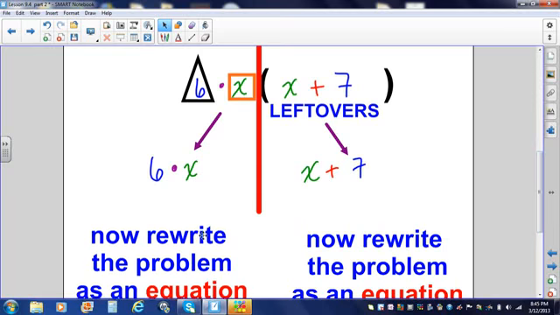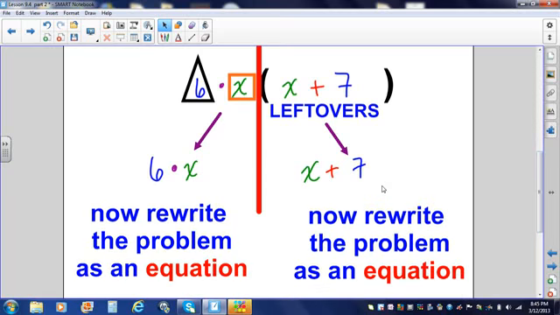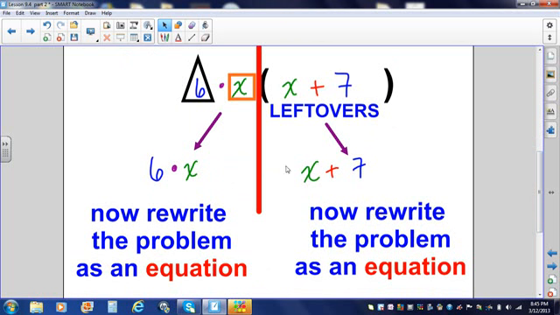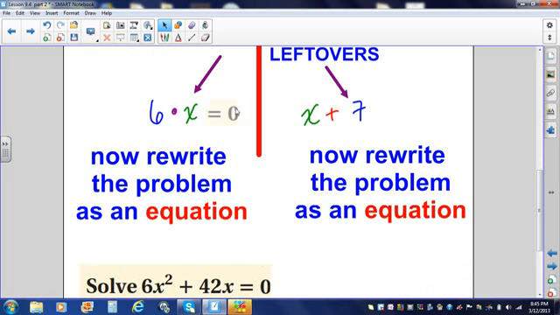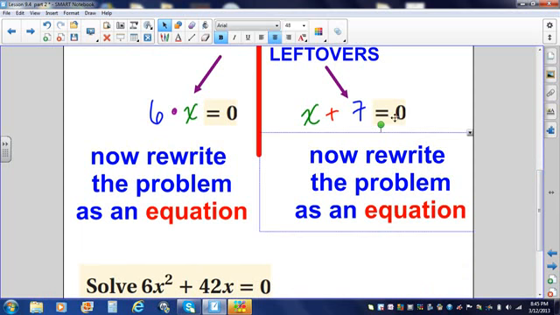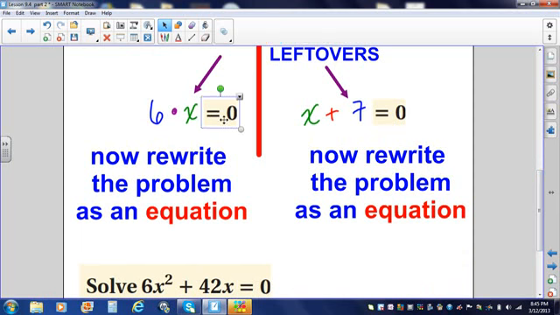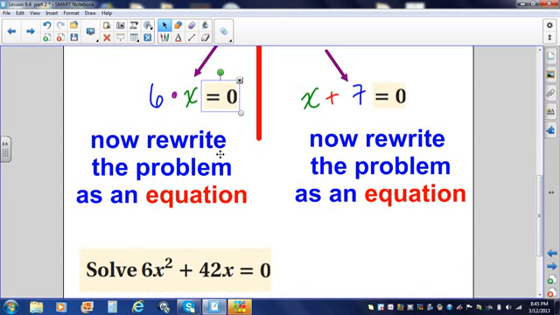Now we are going to rewrite the problem as an equation. So I'm going to copy my 6 times x, and I'm going to copy my x plus 7. But this is not an equation. That's right, that is an expression. So let's rewrite it as an equation. Now we have an equation because we have an equal sign.